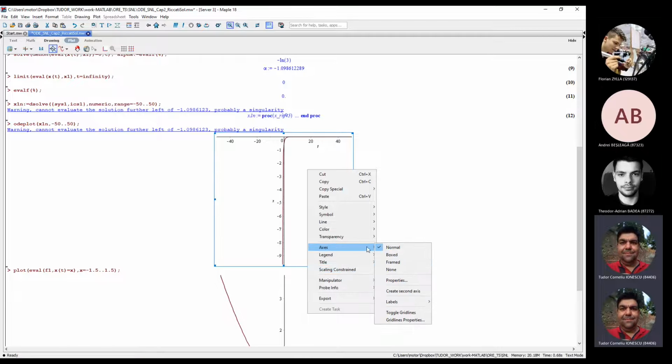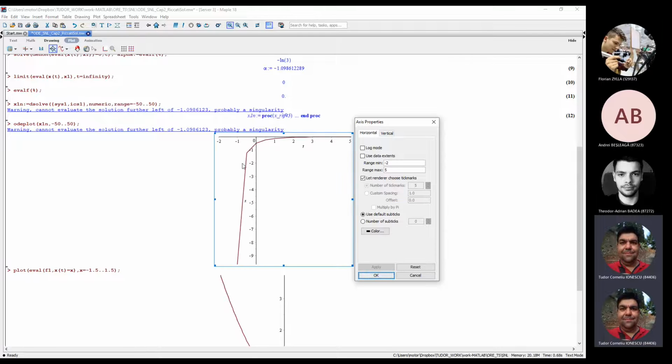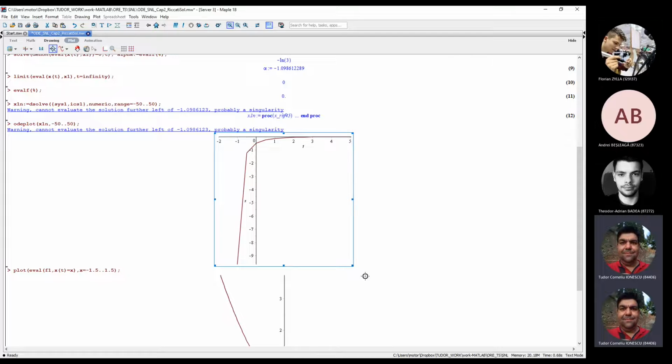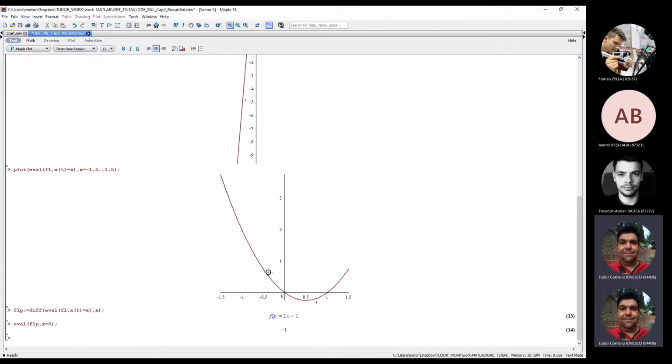If you go to Axis Properties, horizontal from -2 to 5. Apply. Now you can see the vertical asymptote much better. So I'm emphasizing the vertical asymptote because I asked for a small range here. And the solution goes to 0. So we emphasize the 0 stable equilibrium point.